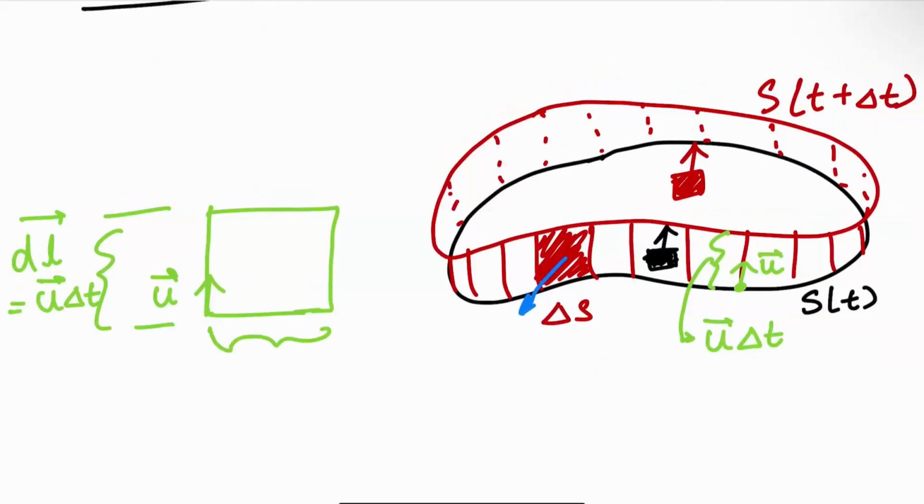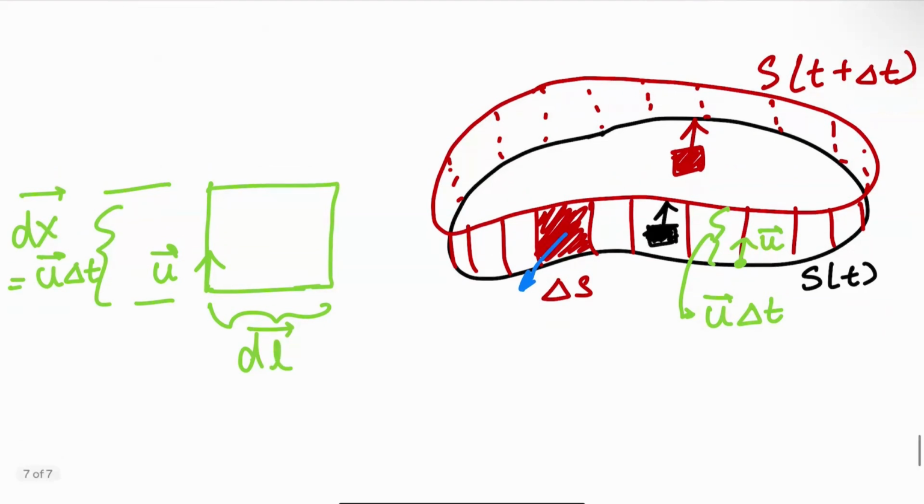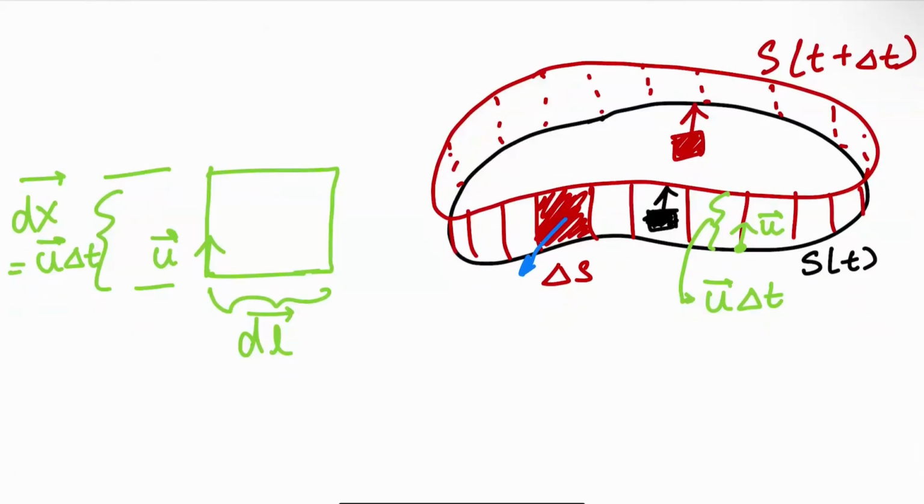And I'll call this dx vector. Actually, let me rephrase this because I have it written differently. So I'll call this dl vector, and maybe we can call this dx vector. Okay, so you have one vector here, which is the length of this side times that direction. And we have another vector here, which is the length of this side times that direction.